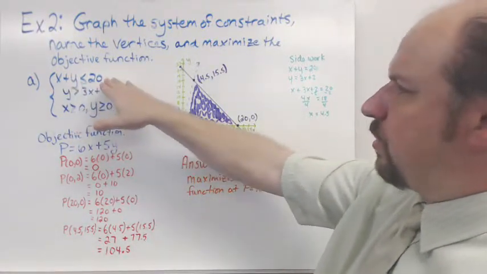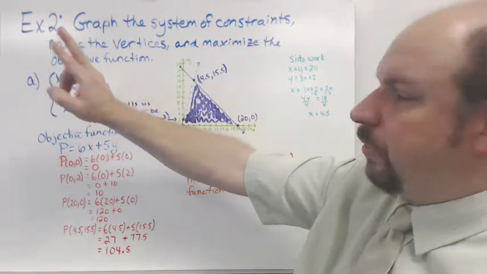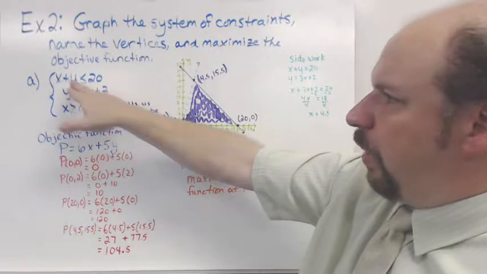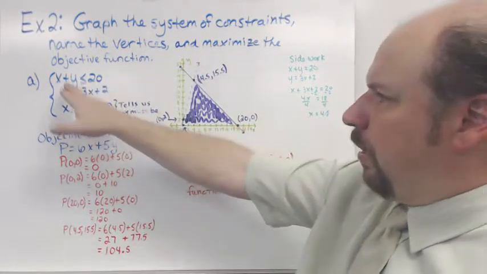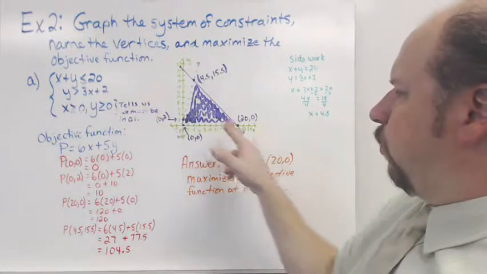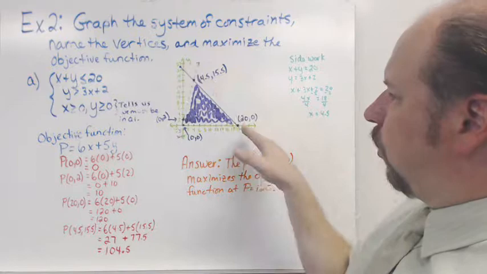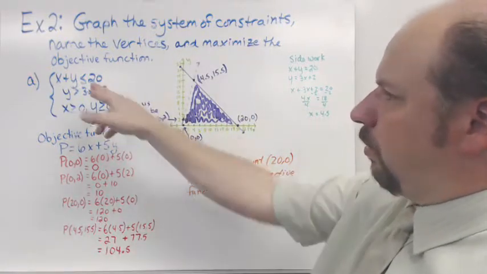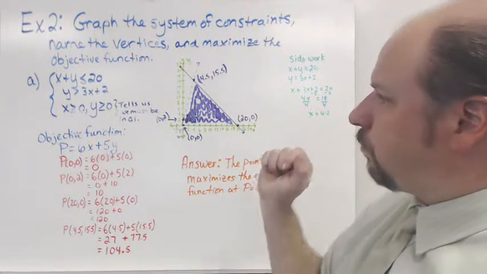x plus y is less than or equal to 20. So if we think of it in standard form and graph with intercepts, put in 0 for x, y would be 20. So (0, 20) up here. And if y is 0, x would be 20. So we have (20, 0) over here. And we connect those with a line. And it's less than or equal to, so it is a solid line.